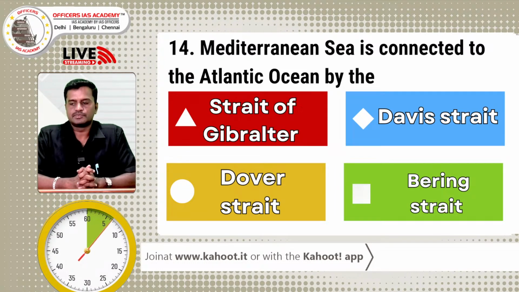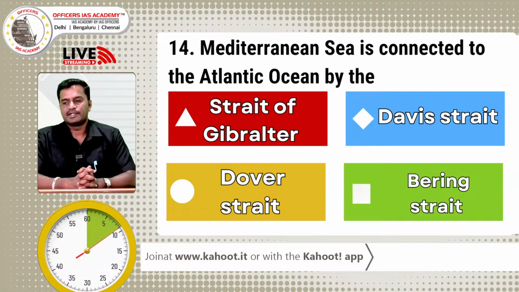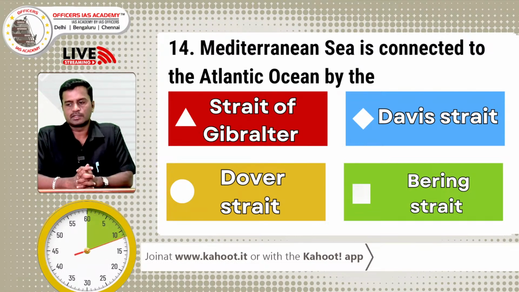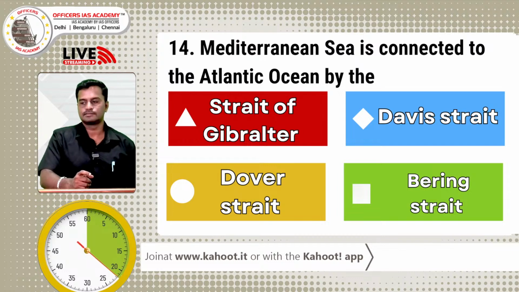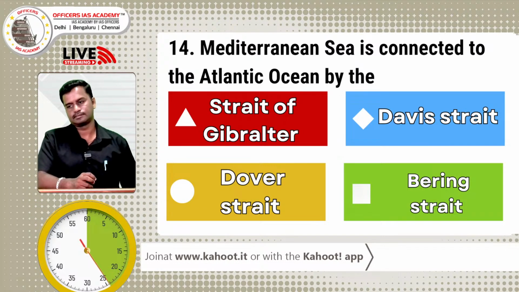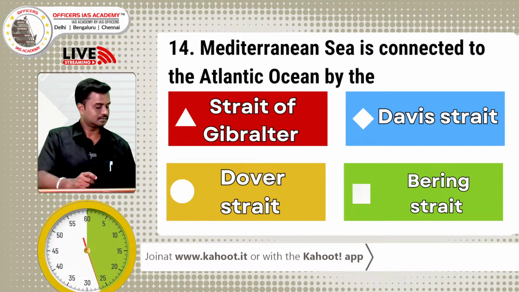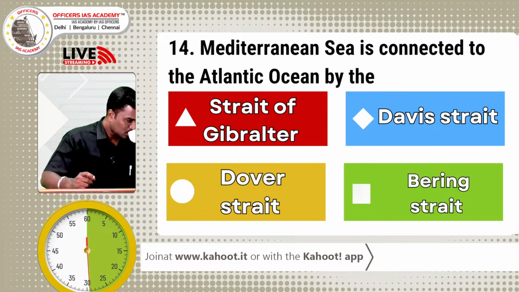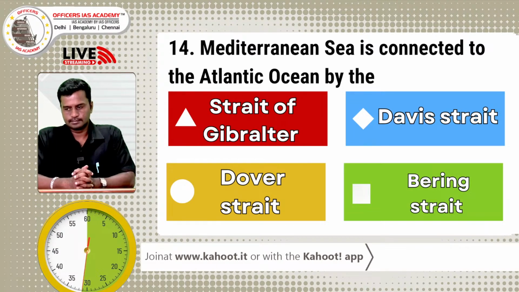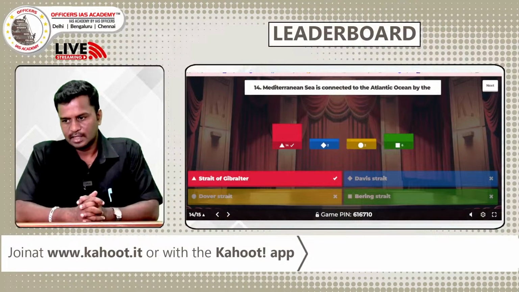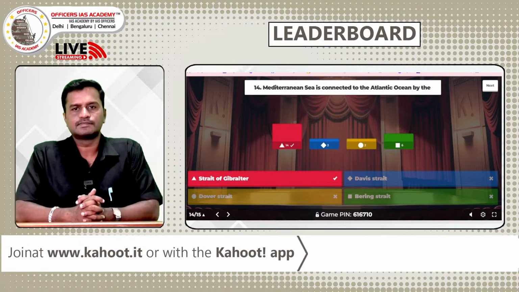This question is from the subject geography. The Mediterranean Sea is connected to the Atlantic Ocean by: Strait of Gibraltar, Davis Strait, Dover Strait, Bering Strait. The correct answer is Strait of Gibraltar.